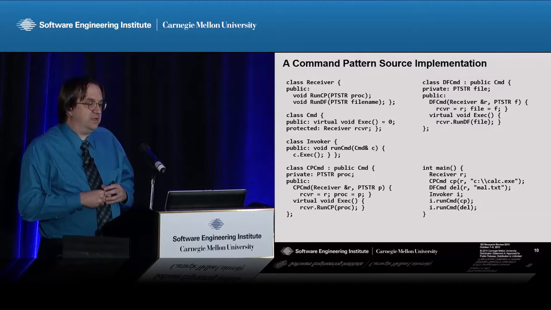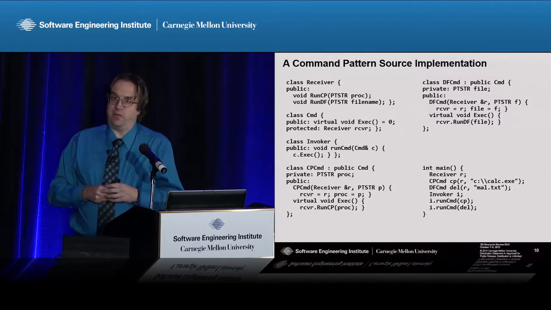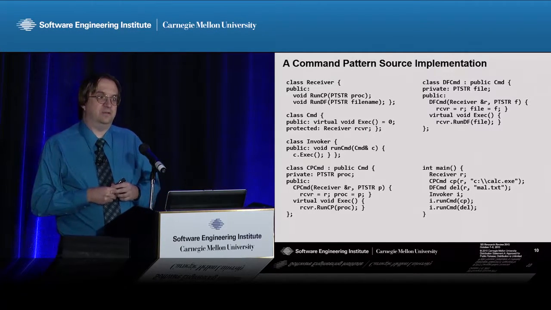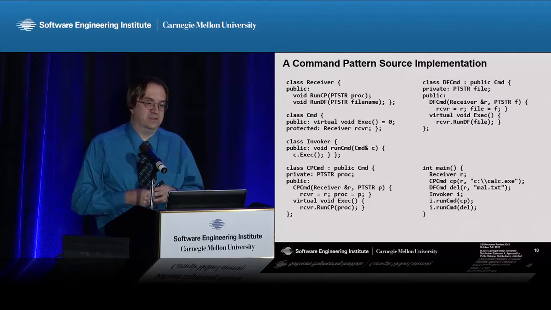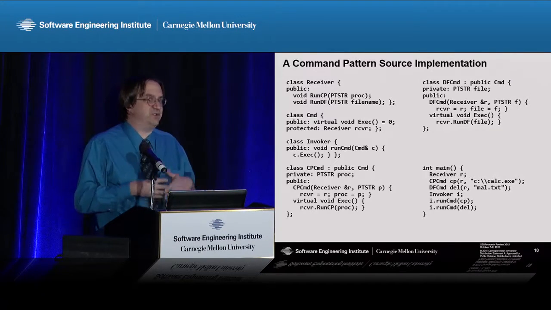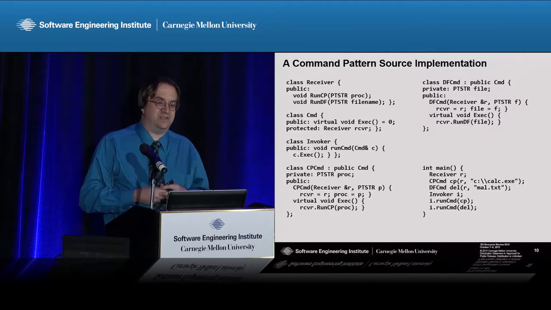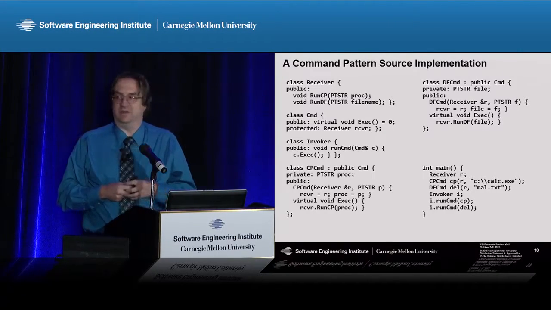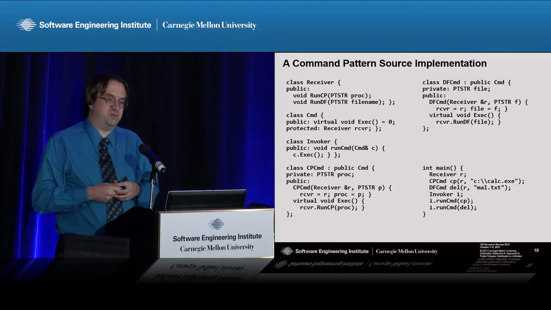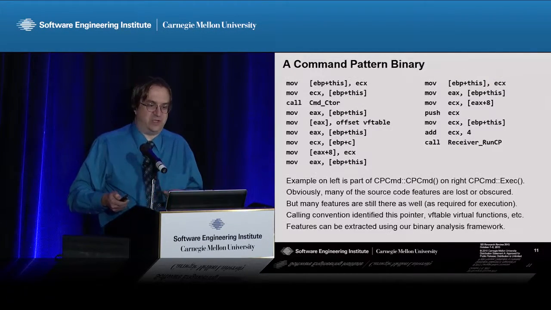So this slide, I'm not going to dwell on long. It's a source code implementation of the command pattern that was represented as a graphic on the previous slide. And as you can see here, we've picked up a whole bunch of additional features and a lot of detail, some of which won't be available in the binary, such as public and private, method names, relationships between classes, etc. But this is the first stage of the transformation.